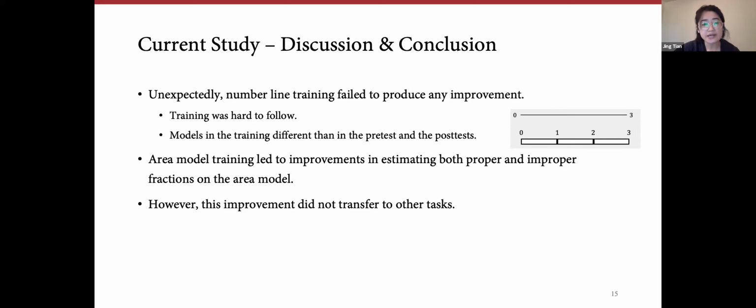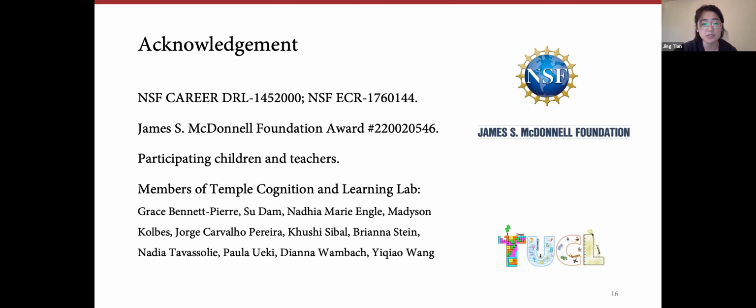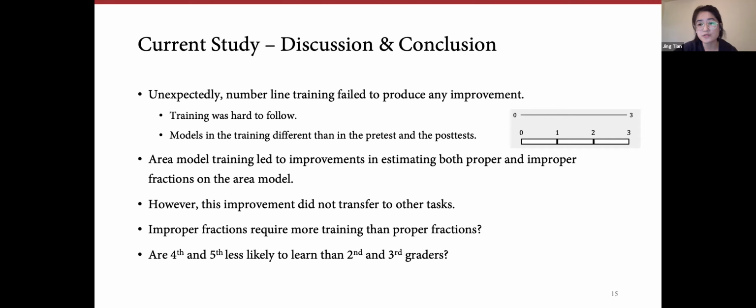And we did see that area model training led to improvements in estimating both the improper and proper fractions. However, this improvement did not transfer to other tasks. Some possible reasons for this, we think, might be that the improper fractions just require more training and they are harder to learn than the proper fractions. So a 15-minute training may not be enough, and they may become confusing when combined together with proper fractions.